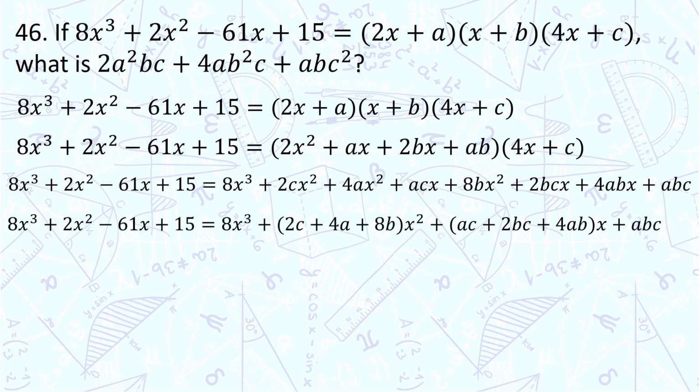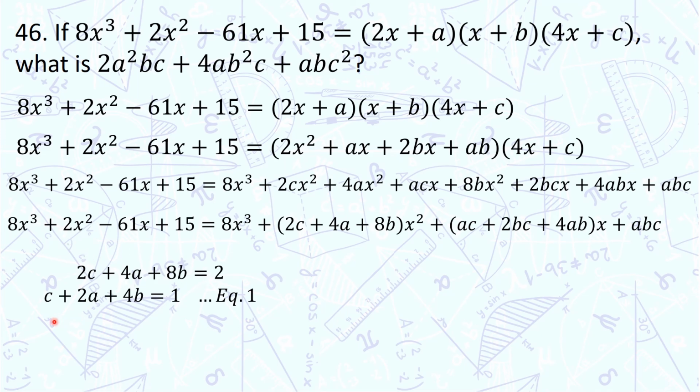We get the coefficients of x squared and x, also the constant term in the right hand side. So we have 8x cubed plus the quantity 2c plus 4a plus 8b x squared plus ac plus 2bc plus 4ab x plus abc, the constant term. So we can equate the coefficients of x squared and x, also the constant term, to the left hand side of the equation. So we have 2c plus 4a plus 8b equals to the coefficients of x squared.